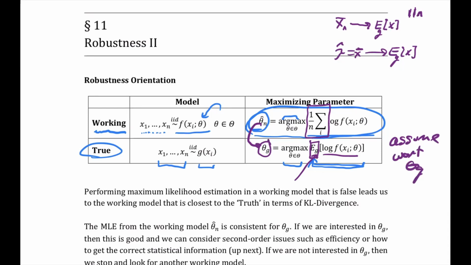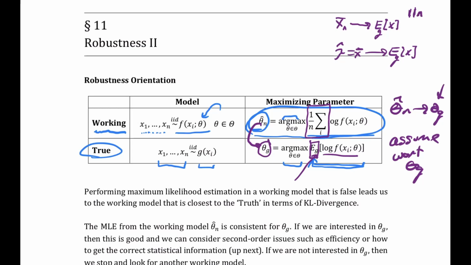And part of the reason is because the MLE will converge to theta g. I have to want it at the end of the day. If I don't want it, there's no reason worrying about the variance. I'm in the wrong place at the wrong thing. And so that's what we're going to look at: how I get that theta g, particularly the variance, today.